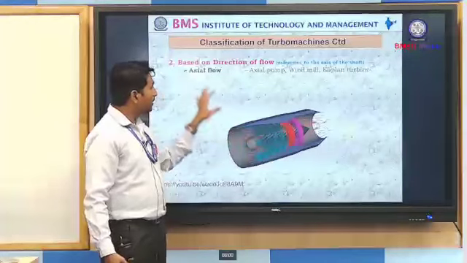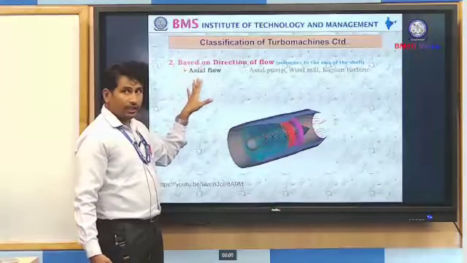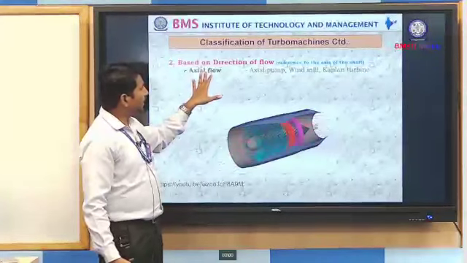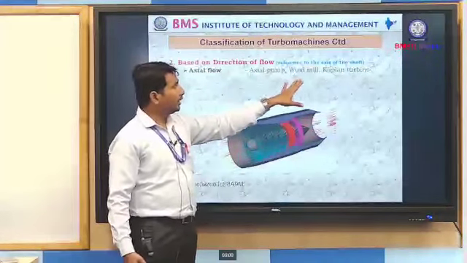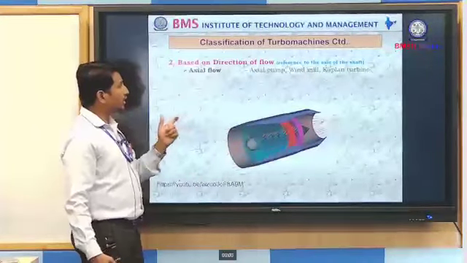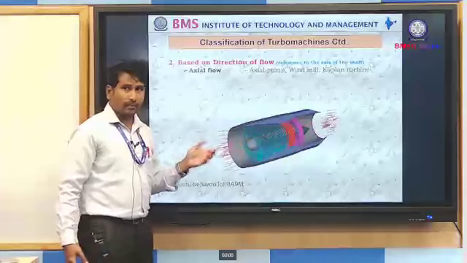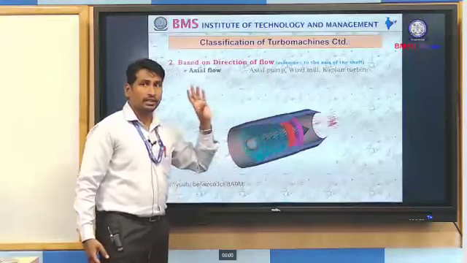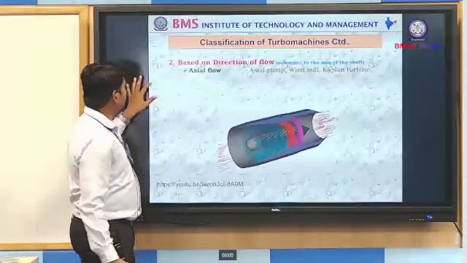Based on the arrangement of the fluid flow and the axis, we name them axial flow machines, radial flow machines, and mixed flow machines. The best examples for the axial flow machine are axial pump, windmill, and Kaplan turbine. The key to remember is: if the fluid is flowing along the axis of the rotor, it is considered an axial flow machine.